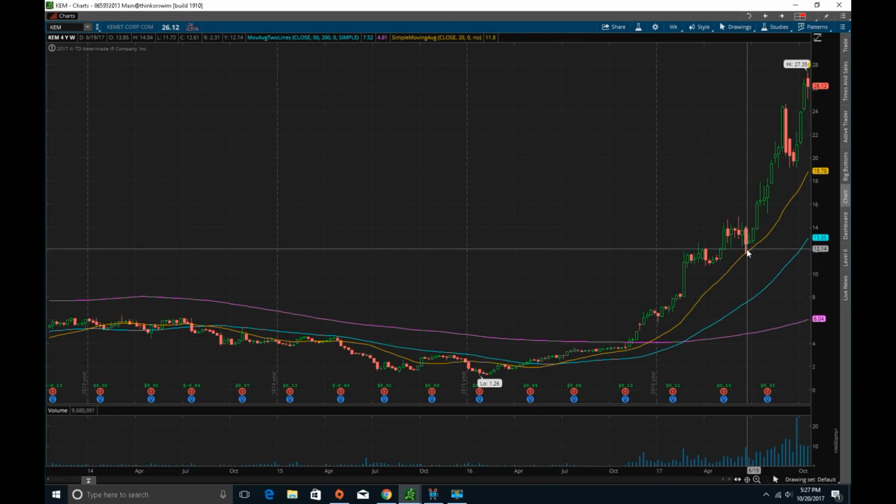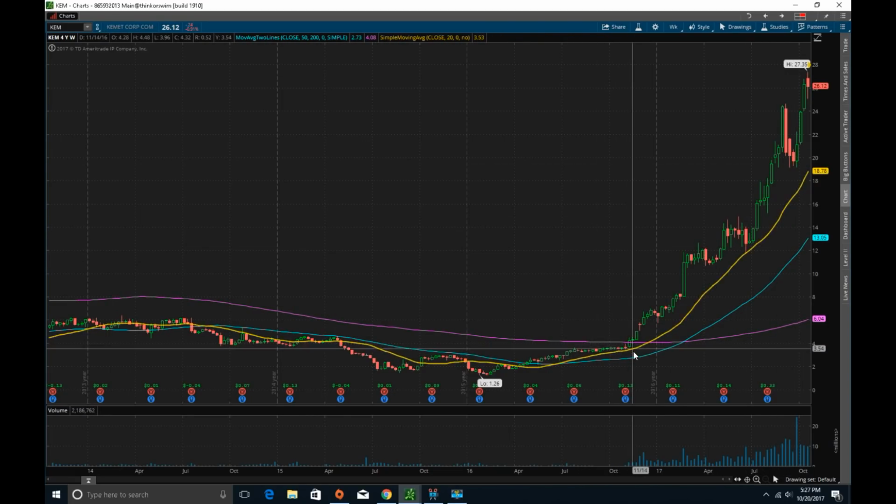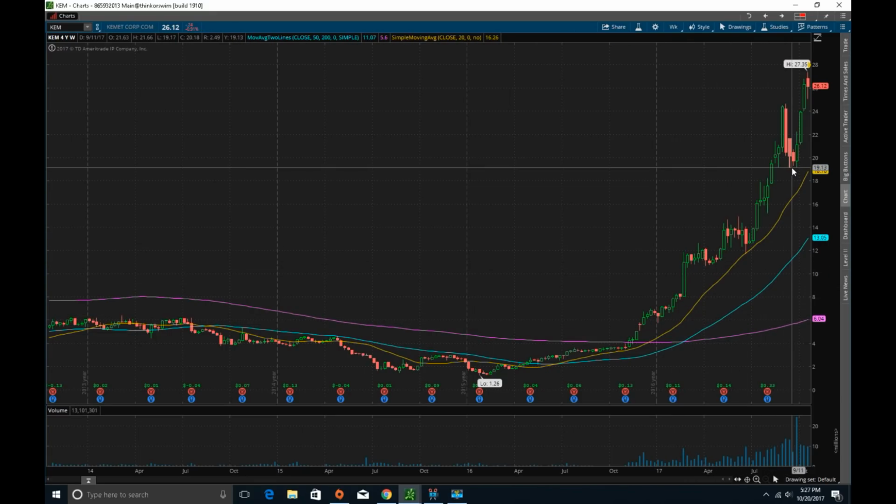If we move to the weekly chart on KEM, you can see it bounces off the 20 weekly average right there, and that's about the only point. Other than that, this is an excellent uptrend. It's staying above the 20 on the weekly, and it's still going up. I currently have 2 positions running on this, and hopefully it keeps going.